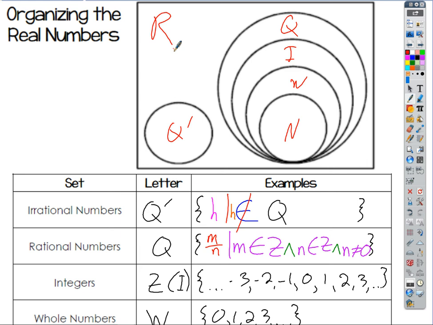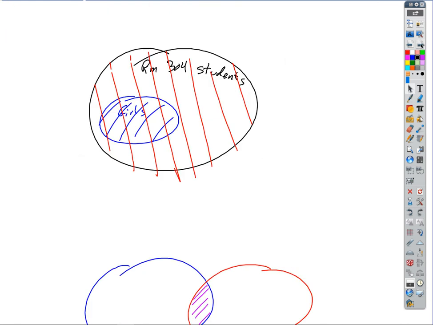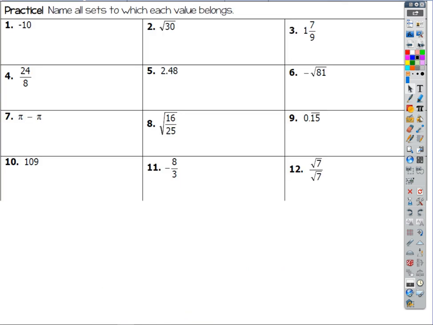Okay. All right, so I'm going to move on. Let's just do like 2 of these, and that's all. If I wanted you to name all of the sets to which, let's take number 1, -10 applies, and let's just use their symbols. Z. So it's in Z. Okay, what else?